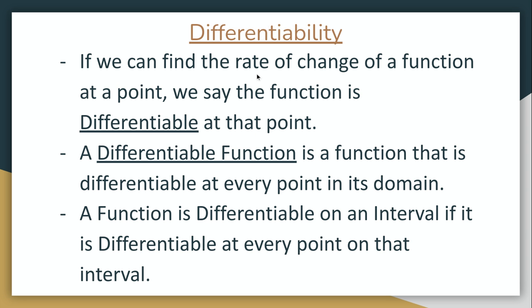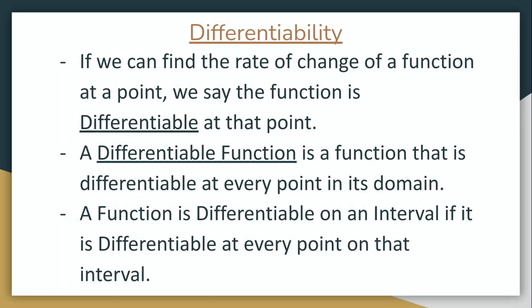All right, differentiability. We just have to go through some terminology here. It's going to be boring, but we got to make sure that we understand these terms. If we can find the rate of change of a function at a point, we say the function is differentiable at that point. Differentiating a function is the same thing as finding its derivative. So if we can differentiate a function at that point, it's differentiable at that point for that logic. So yet again, if we can take the derivative of a function or find the rate of change of a function at a point, remember rate of change, derivative, slope, they mean the same thing, we say the function is differentiable at that point. It's able to be differentiated.